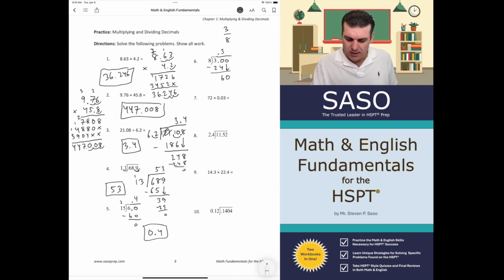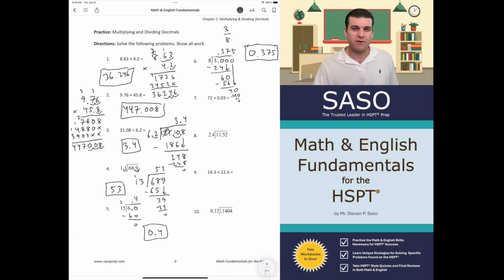8 goes into 60 7 times. 8 times 7 is 56. And 60 minus 56 is 4. And add a 0, bring it down. 8 goes into 40 5 times evenly. So there we go, 0.375.